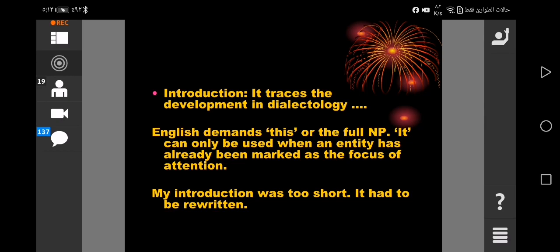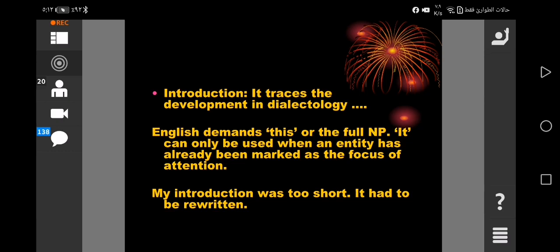While native speakers of English do not use it here. Instead, they use this, or they use the noun phrase itself. That is, either they repeat introduction, they say introduction traces, or the introduction traces the development, or they write this traces, but they do not use it, right? So they might write something like my introduction, but notice how this was rewritten. My introduction was too short, it had to be rewritten.